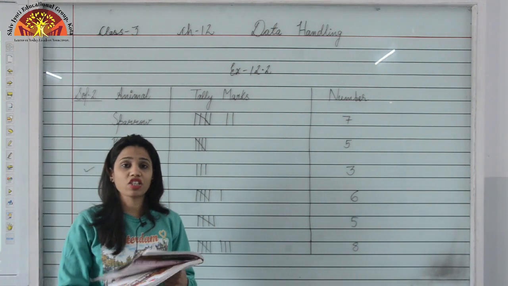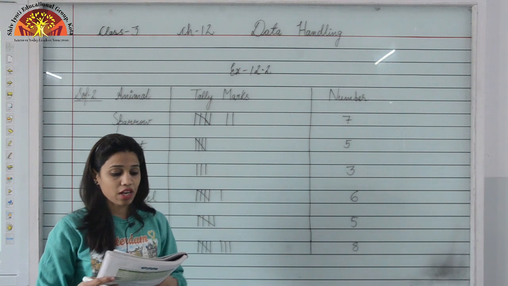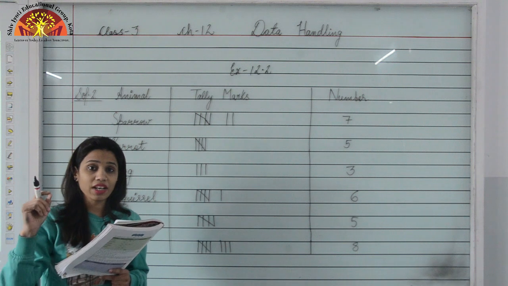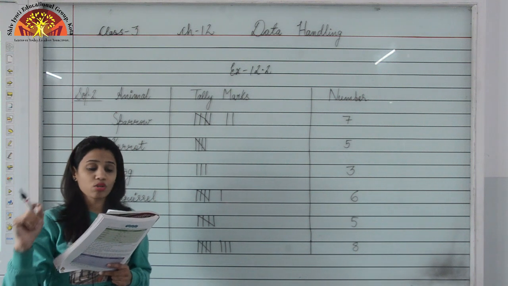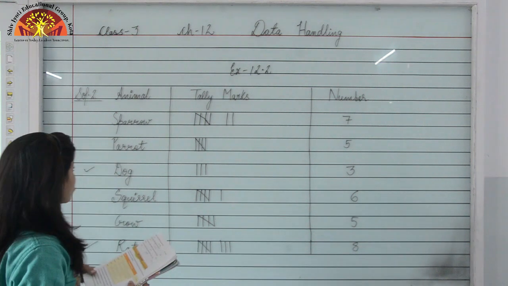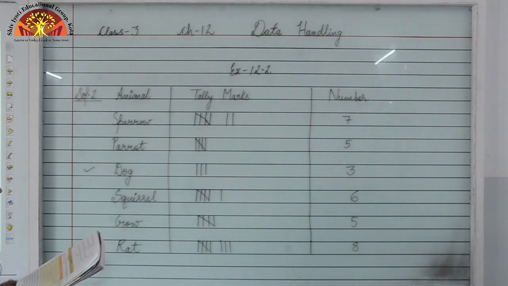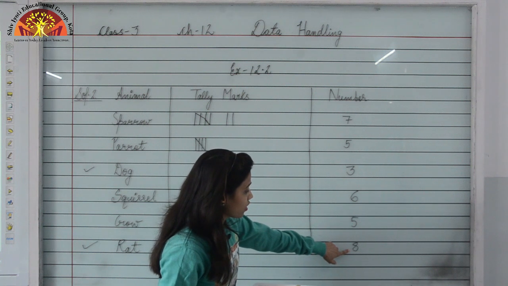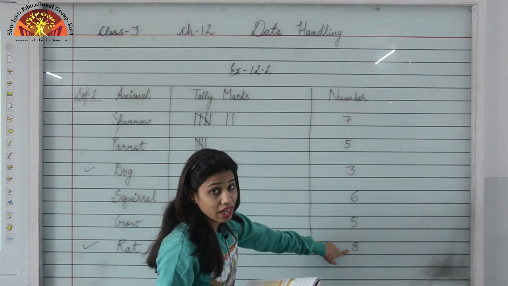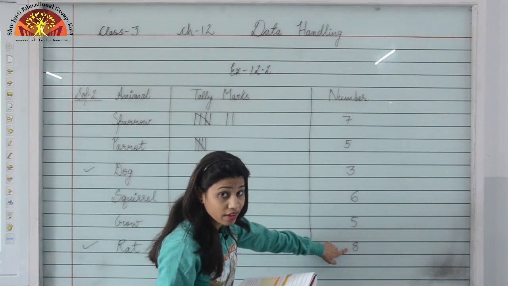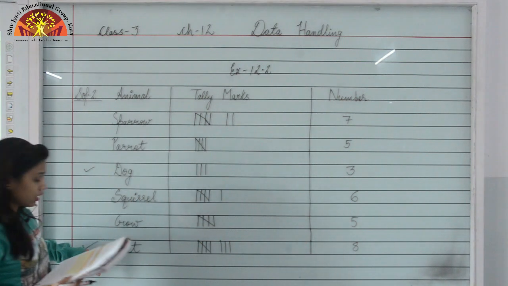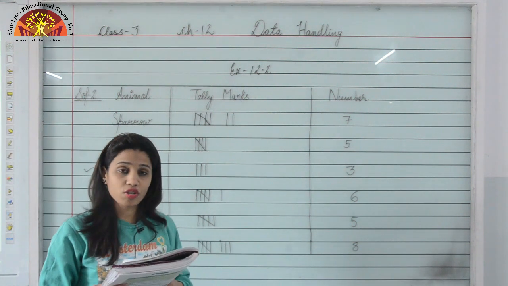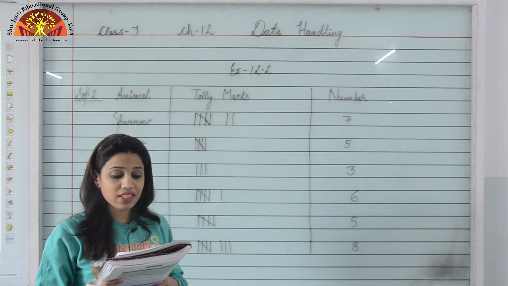Now moving on to page number 173, B part. Which animal did he see the most? Means we have to find out the animal that he saw the most. So here, as you can see from the table, 8 is the greater number in this column. That means most of the times he saw rat. Therefore, the answer is rat. First part is correct.